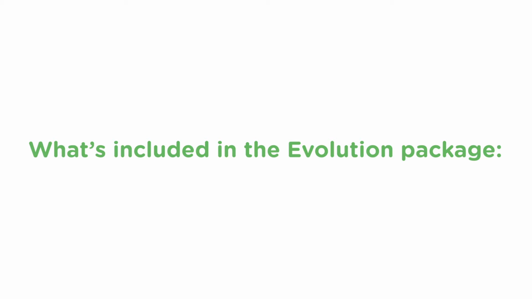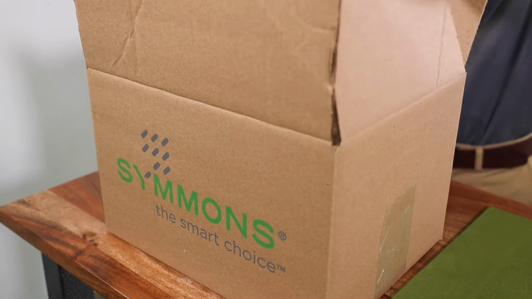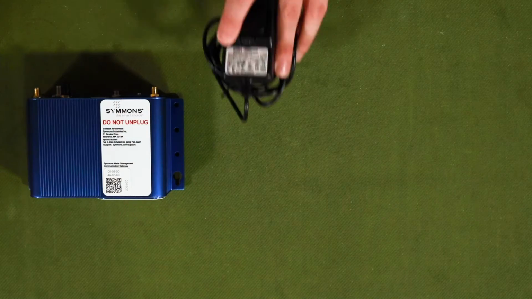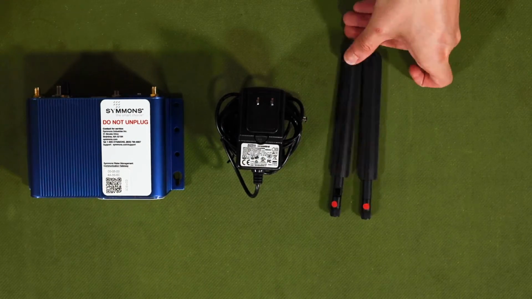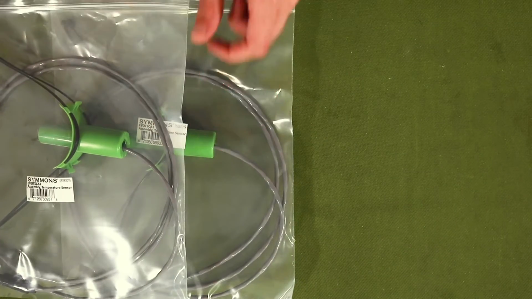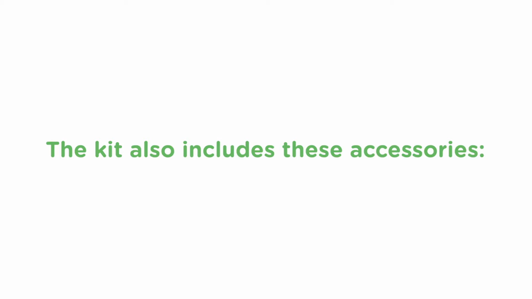Let's first talk about what's included in the Evolution package. Everything you'll need to install the system is in this one box. The main components of the package are the Blue Communications Gateway, the AC power adapter, 3 gateway antennas, 4 green sensor control modules, and 4 sensors, which could be any combination of temperature sensors or leak sensors. The kit also includes all the accessories needed for a variety of installation situations.